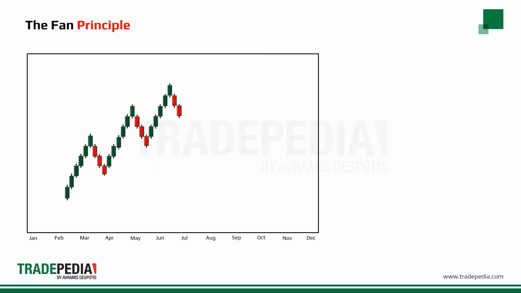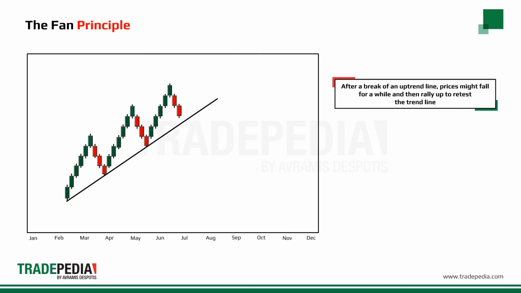The fan principle is characterized with the following behavior. After a break of an uptrend line, prices might fall for a while and then rally up to retest the trend line, which now serves as a resistance zone.